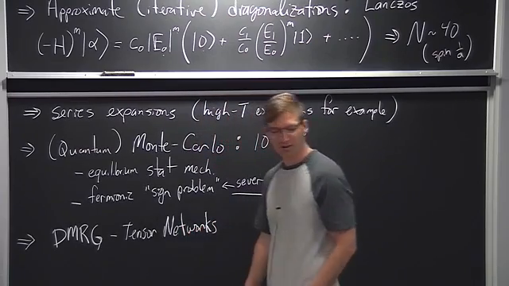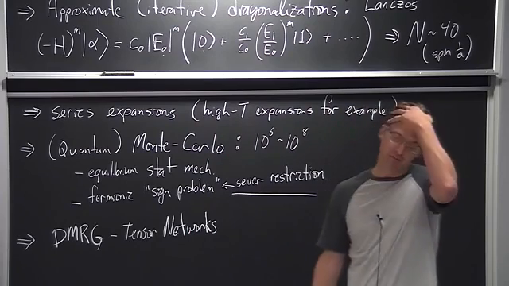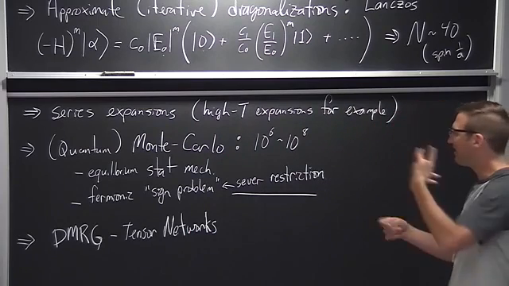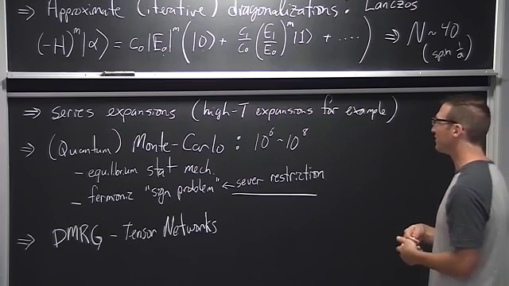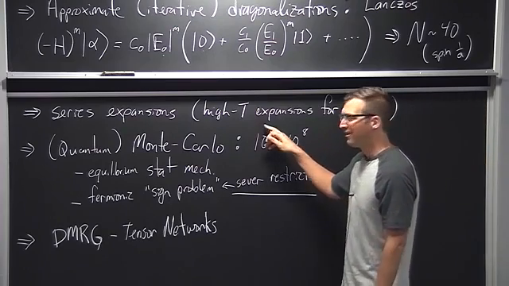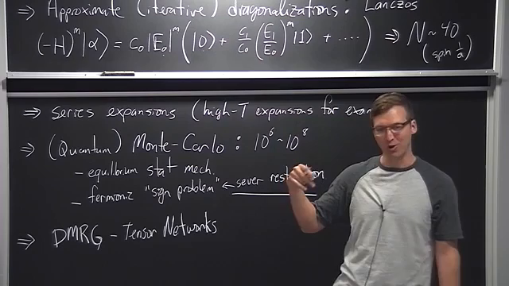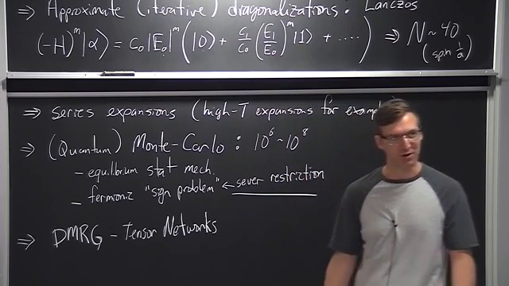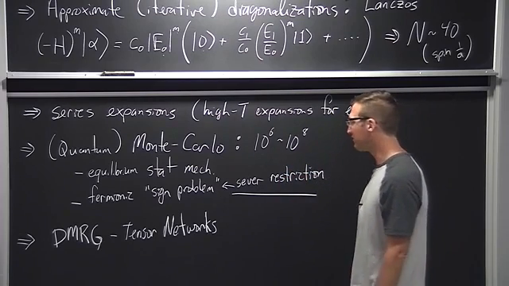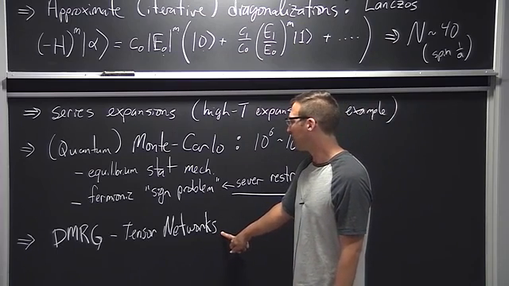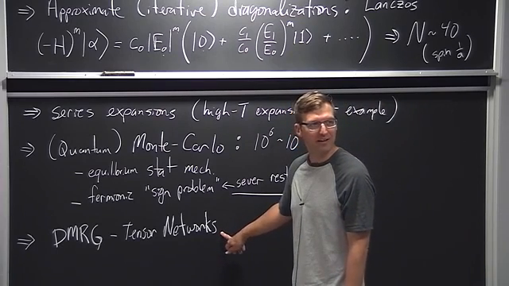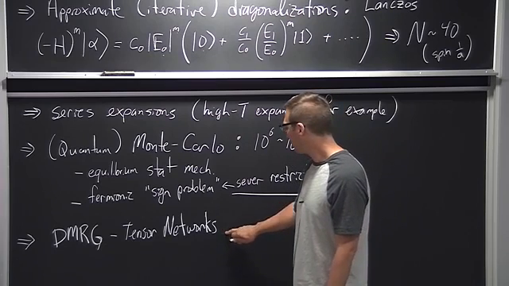Tensor networks are another way of representing quantum systems, biased in some sense not towards high temperature or something like that, but towards low entanglement properties. So it's a very fundamental quantum mechanical way of representing systems. And these things have garnered a lot of success in exploring quantum many-body systems.